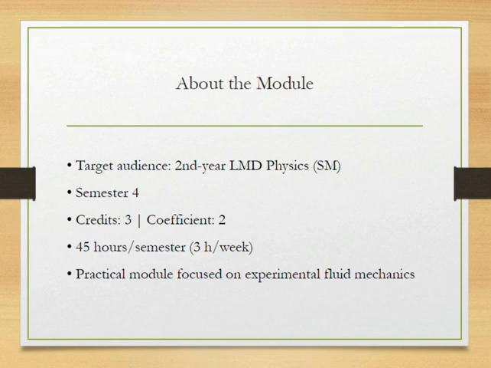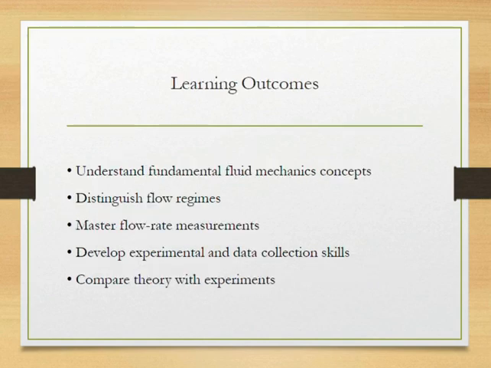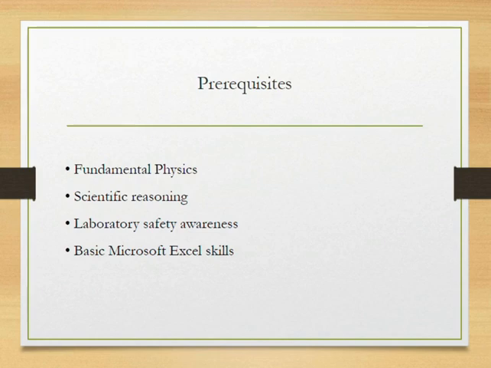This module will focus on experimental fluid mechanics. When it comes to the learning outcomes, the students at the end will be able to understand fundamental fluid mechanics concepts, distinguish flow regimes, and master flow rate measurement techniques, along with the development of experimental and data collection skills, and at the end, the comparison of theory and experimental data.